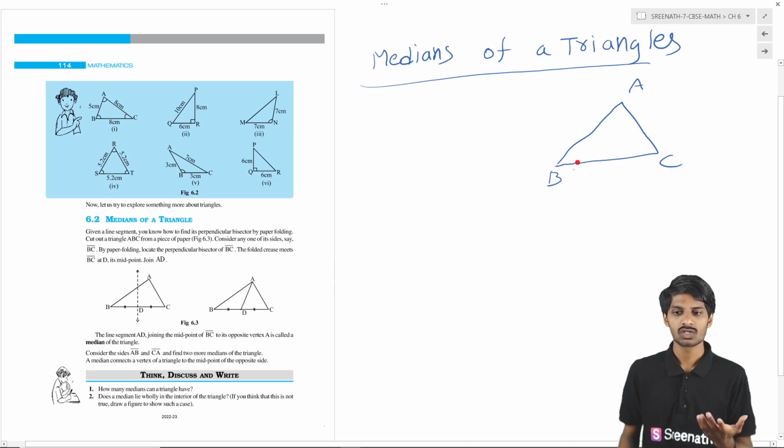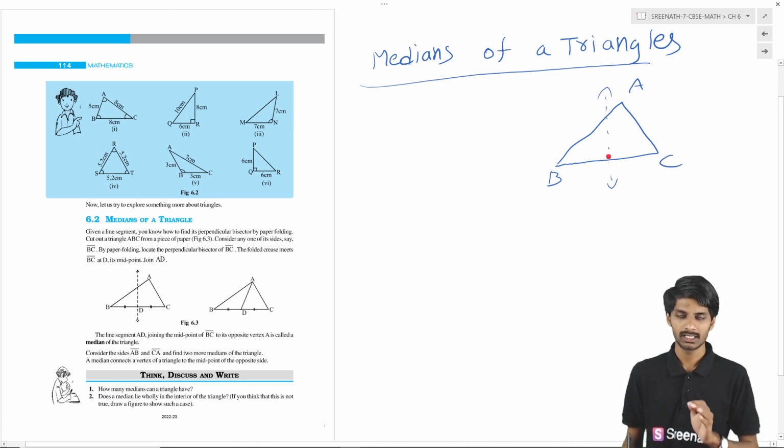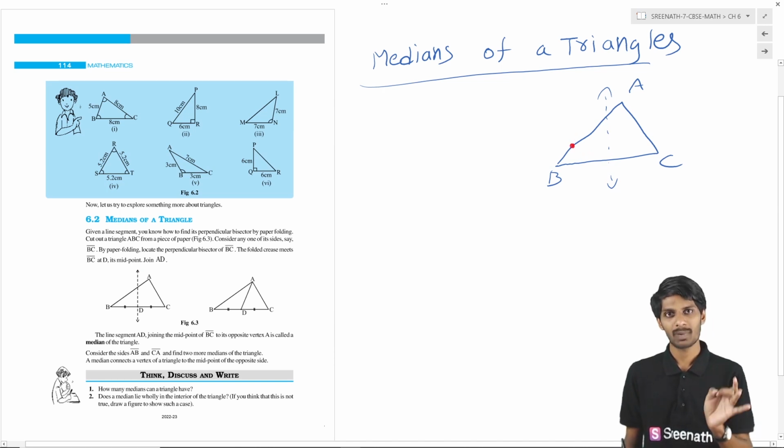And now what we have to do is fold this triangle. So we have to fold along this. So this you have to fold, then the fold is around here, students. So we know what is a perpendicular bisector.